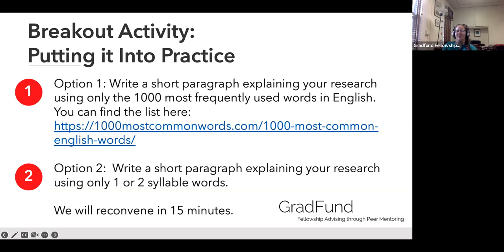The idea is for it to be funny and entertaining, but also a way to learn about how we can make our work clear in ways that are very different from how we write for, say, our thesis or for journal articles.